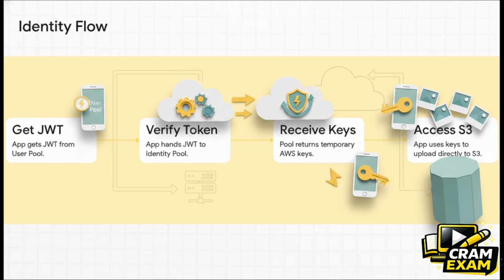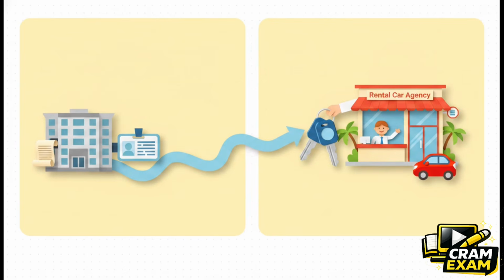The identity pool verifies that token and hands back a temporary, strictly scoped AWS access key and secret key. Step 4, your mobile app uses those exact temporary keys to upload the photo directly to S3. Notice what just happened there? You completely bypassed the need for your backend servers by using this token exchange. Grasping this mental model is an absolute game changer.